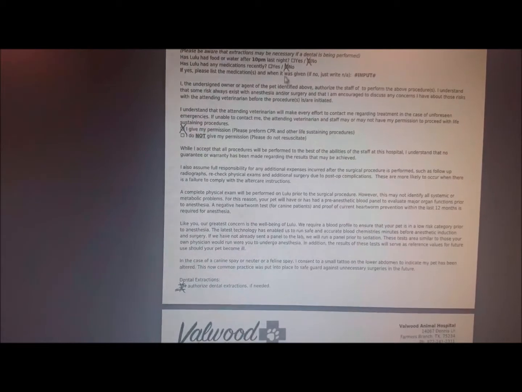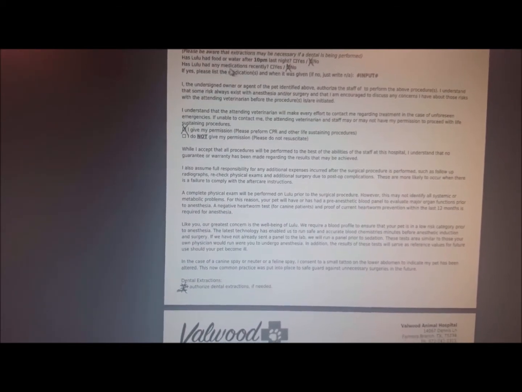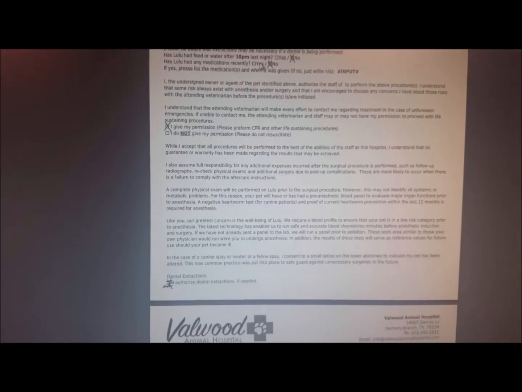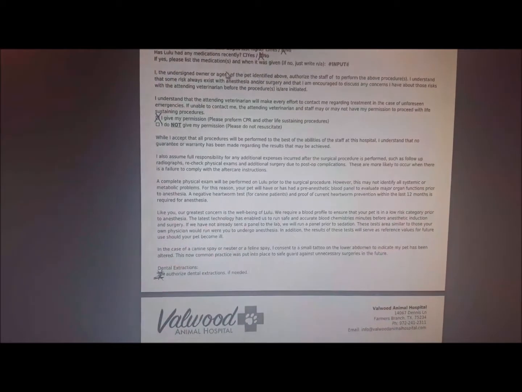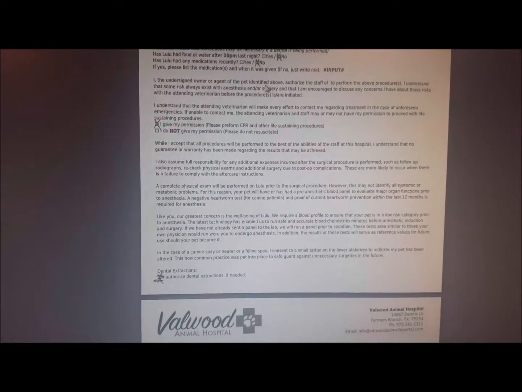So we have again the owner's name, her address, the phone number. She added an extra phone number just in case. We have her weight, then her name, again her signalment, and everything here. We have the anesthetic procedures that are going to be performed. We make sure to talk to the client about whether Lulu has eaten after 10 p.m. last night, and she hasn't had any medications either.